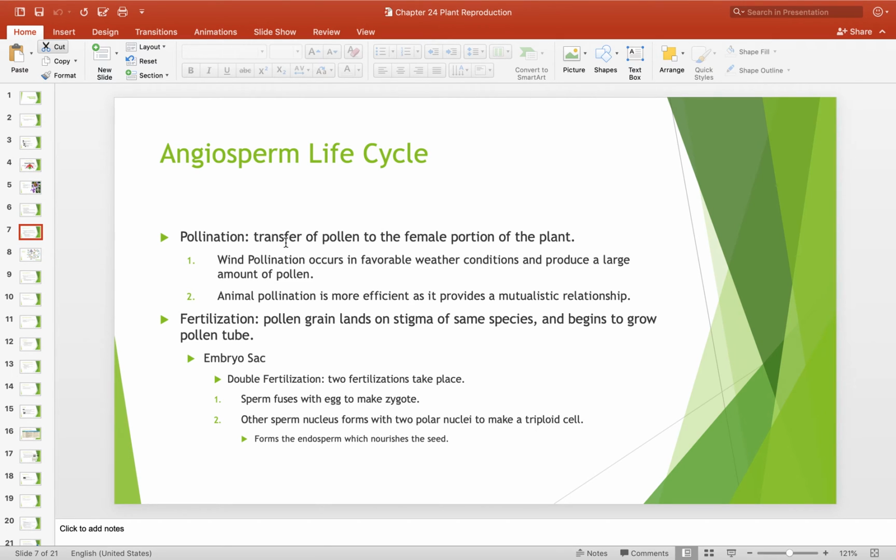Pollen is going to land on the stigma of the same species and begin to grow in what is a pollen tube. And what happens is you form this embryo sac, and in the embryo sac you get double fertilization. First is normal: a sperm is going to fuse with the egg to make the zygote. This is going to make a diploid cell, your normal cell that would grow in an organism. And then the other remaining sperm is going to fuse with two polar nuclei to make a triploid cell. And why that's important is that it forms the endosperm, which nourishes the seed.